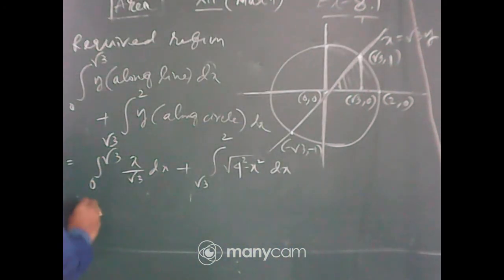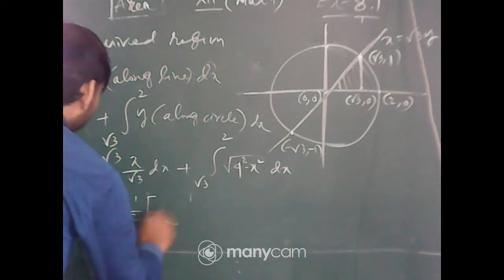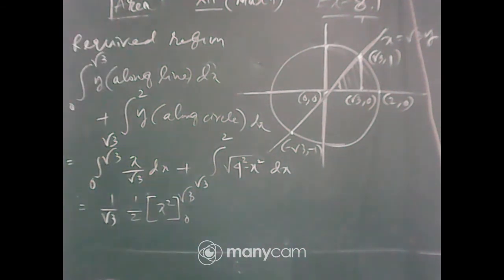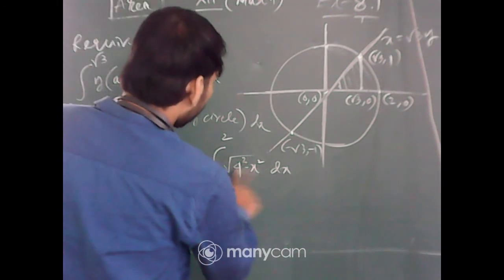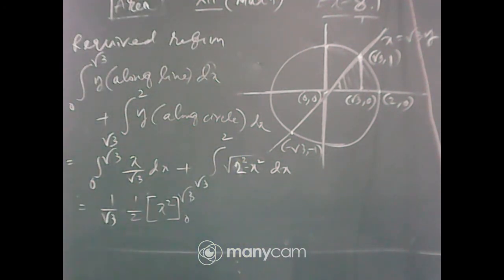Do the calculation. For the first portion, 1 by root 3 comes out of the integration, and then x dx means 1 by 2 x square, limit 0 to root 3. And in this one, 4 minus x square, just do one correction: root over 2 square minus x square. Isn't it?